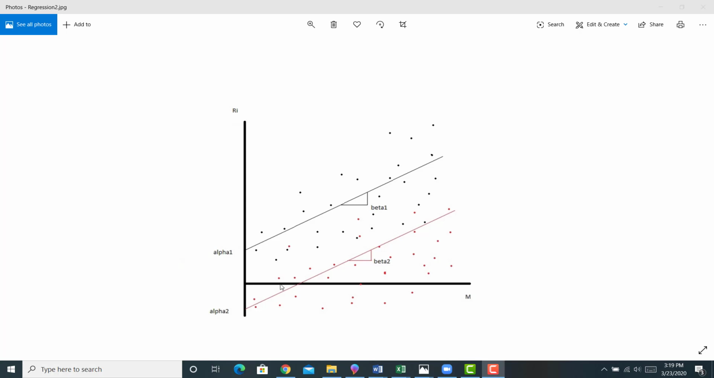So don't lose sight of what we're doing. We're doing a whole bunch of math. We're talking about a whole bunch of theory. But in practice, what we're trying to do is identify a model that accounts for all systematic risk. And we're going to try to find stocks with positive alpha to buy and find stocks with negative alpha to sell.